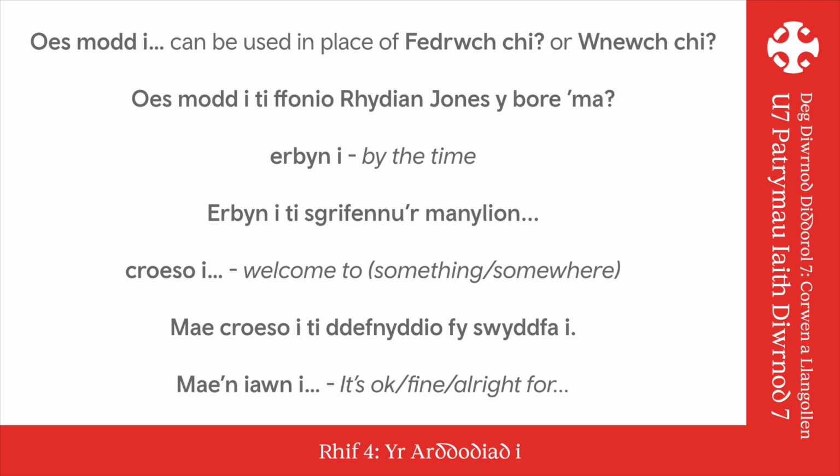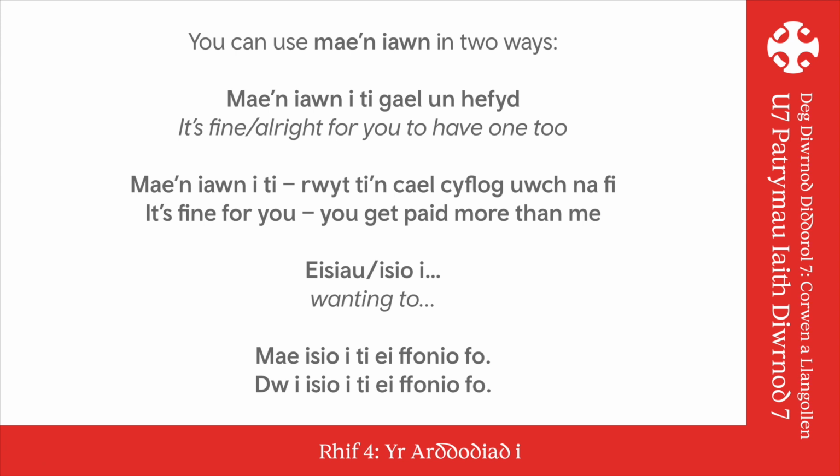Erbyn i, by the time. Erbyn i ti sgrifennu'r manylion? Croeso i, welcome to something or somewhere. O mae croeso i ti ddefnyddio fo swyddfa i. Mae'n iawn i. It's okay, fine, all right for. You can use mae'n iawn in two ways. Mae'n iawn i ti gael un hefyd. It's fine, all right for you to have one too. Or, mae'n iawn i ti, rwyt ti'n cael cyflog uwch na fi. It's fine for you, you get a higher salary than me.